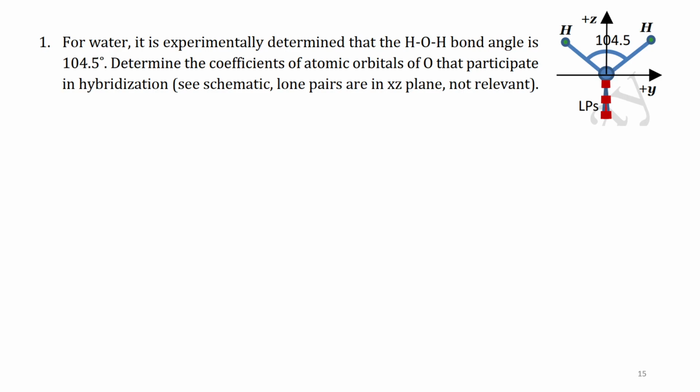So the question says, for water, it is experimentally determined that the hydrogen-oxygen-hydrogen bond angle is 104.5 degrees. This is hydrogen, this is oxygen, and this is hydrogen, so this angle is 104.5 degrees. Determine the coefficients of the atomic orbitals of oxygen that participate in hybridization. So the first goal is to find the hybrid orbitals on oxygen.